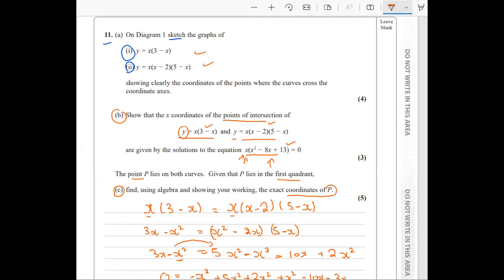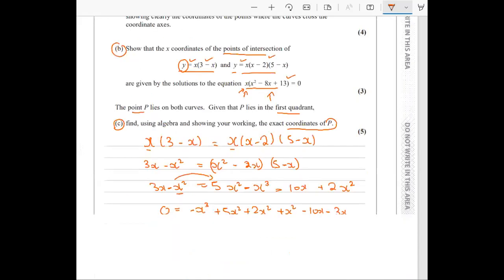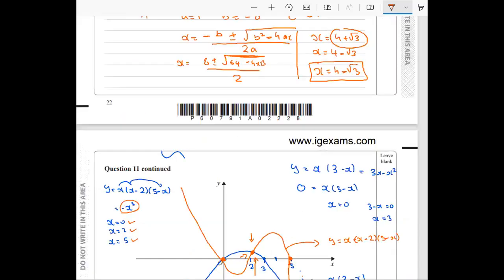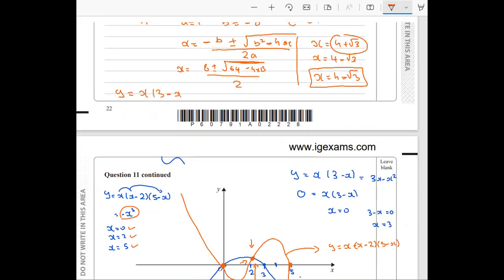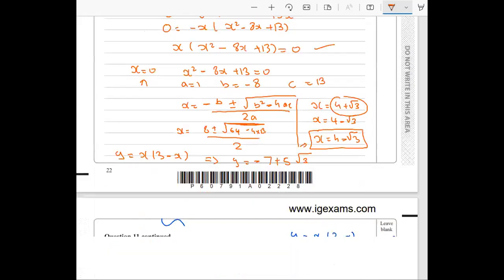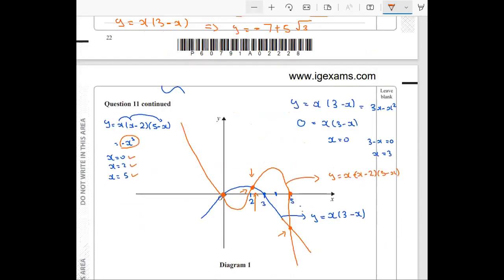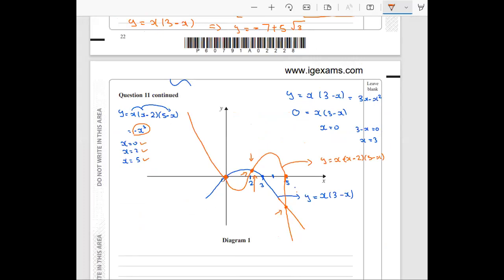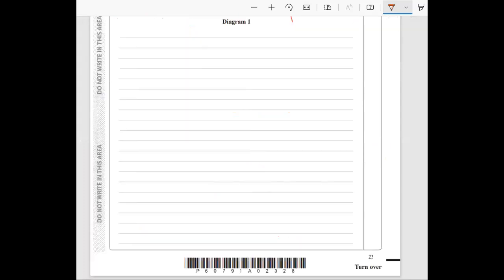In order to find y, you can use either of the equations. Let's use the simple one. Let's use y equals x(3 minus x). So if we substitute the value of x, we will get y as minus 7 plus 5 under root 3. So did you understand this question completely? Yes, I did, miss. Okay, perfect. So let's talk about the last question.